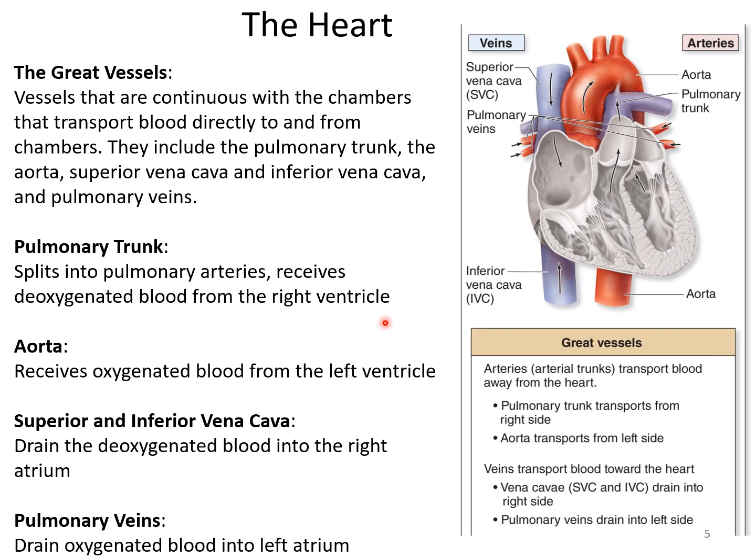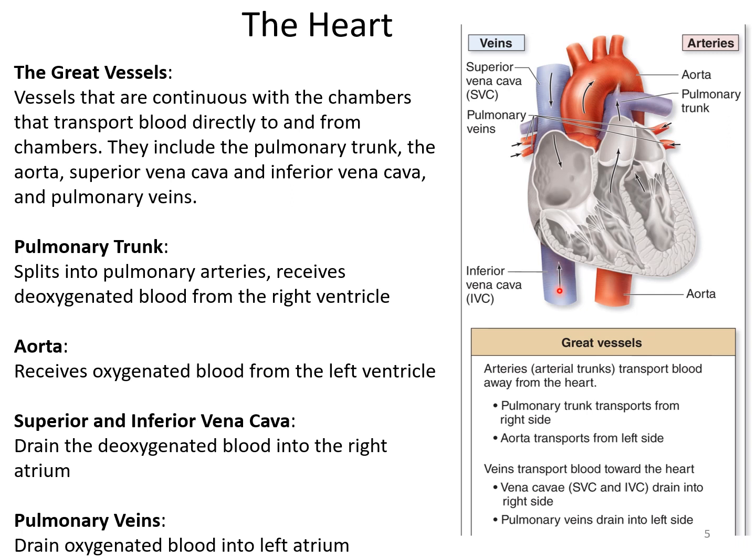Now let's describe the blood vessels associated with the heart. These are called the great vessels. So the great vessels are continuous with the chambers. That means they connect to the different chambers of the heart, and they transport the blood directly to and from the different chambers. So you've got your pulmonary trunk, which is here. The aorta, which is here. The superior vena cava, which is here. And the inferior vena cava, which is here.